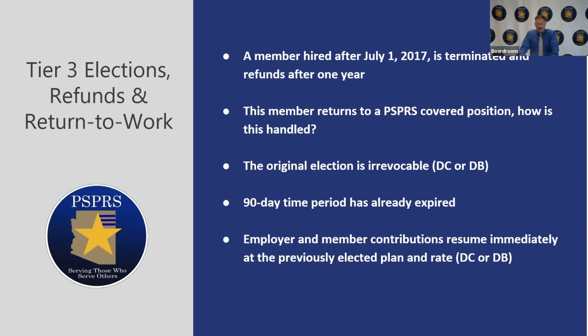How is this handled? Well, the member already made an irrevocable decision, whether it was their defined benefit or defined contribution. The 90-day period has already elapsed. They've already done this once. They're not going to do it again. So in this situation, the employer and the member contributions resume immediately at the previously elected plan and rate. So just in the event you find yourself in that unique situation, they've already gone through the 90 days, they've already made their declaration, day 1, they start making those contributions into the plan.